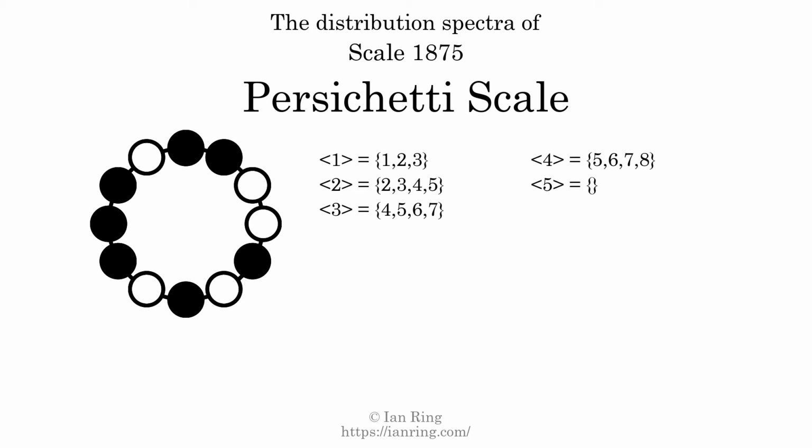The generic interval of 5 scale steps comes in 4 different specific interval sizes. 7 semitones, 8 semitones, 9 semitones, and 10 semitones. The spectrum width of this generic interval is 3. And finally, the generic interval of 6 scale steps comes in 3 different specific interval sizes. 9 semitones, 10 semitones, and 11 semitones.